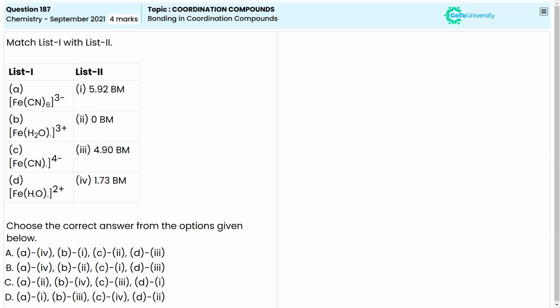Next question. In the first column, we have some coordination complexes, and in the second one, we have the magnetic moment of the complexes. We have to match them properly. In order to calculate the magnetic moment, we have the equation mu equals square root of n times (n plus 2). Here mu is the magnetic moment and n denotes the number of unpaired electrons. Here we have to find the mu value for each complex.